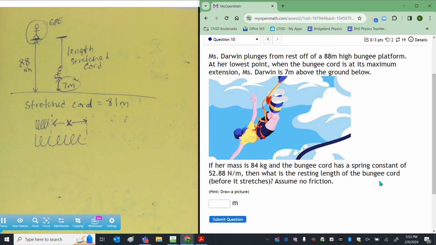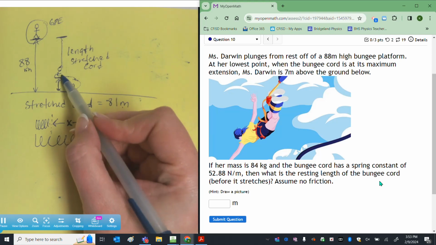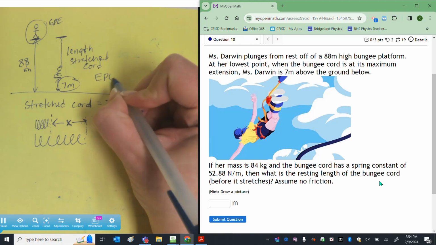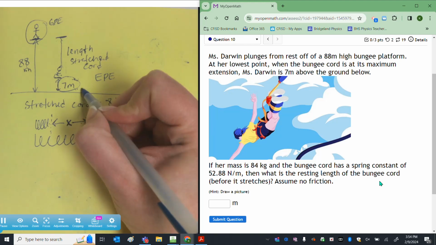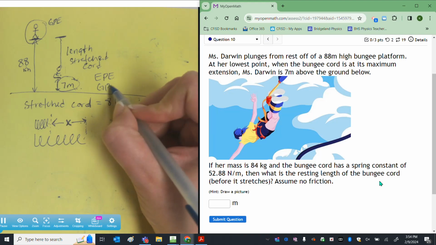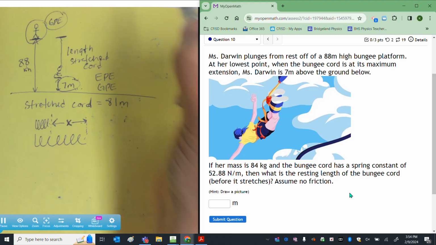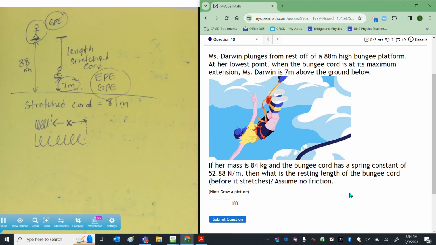The other point that they give us information about is this point here. At this point, we have stretched a cord, so we have elastic potential energy, but we still have height. We have 7 meters of height, and so we have gravitational potential energy as well. This question tells us to assume no friction, so we're going to say that the GPE we start with equals the EPE plus the GPE that we end with. Because when the cord is fully stretched at its maximum extension, we wouldn't be moving. That would be when it fully stretches and before it flings us back up. So you have to stop for a split second.